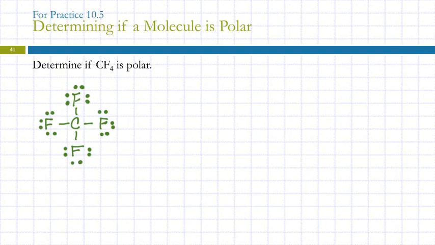Handing out electrons, everybody's got an octet. Check the formal charges, they're all 0, it's all good. Once we have that, now we can decide if it's polar or not. Are there any lone pairs on the central atom? No. Are all the atoms bonded to the central atom the same? Yeah. This is a nonpolar molecule.